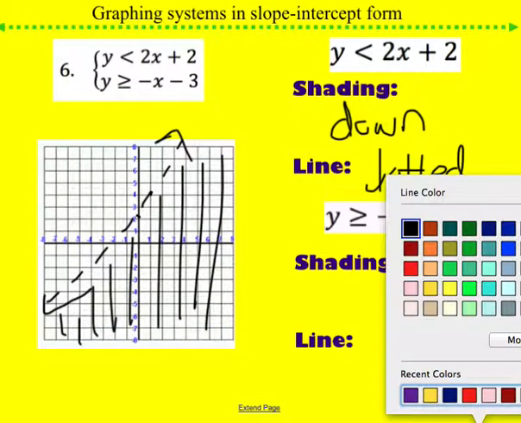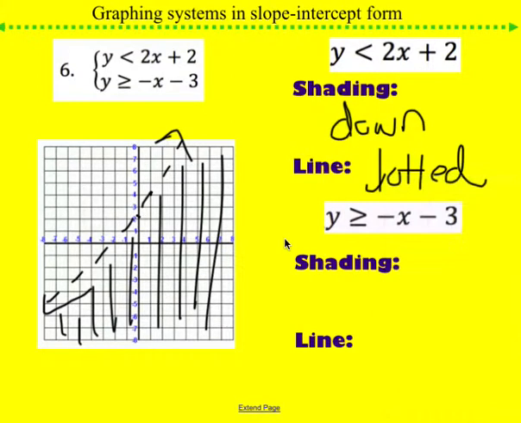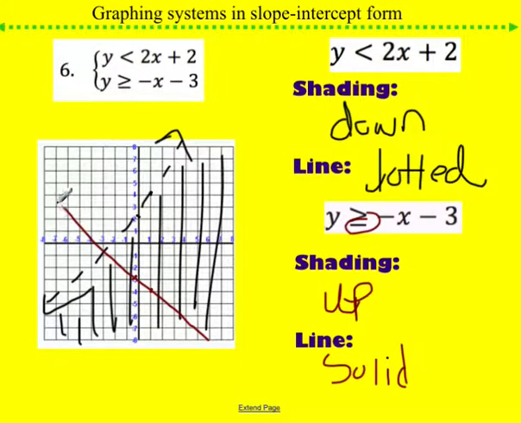Now let's take a look at this next one. The alligator's eating the y, so that means I shade up, and there's that solid line underneath, so that means my line is solid. So I'm crossing at -3, and then I'm going down 1 over 1, and I'm going to have a solid line going through there. So then I'm going to shade up from the line.